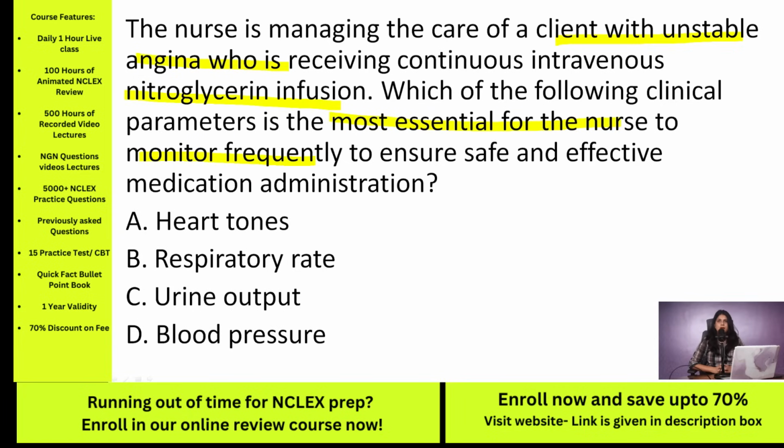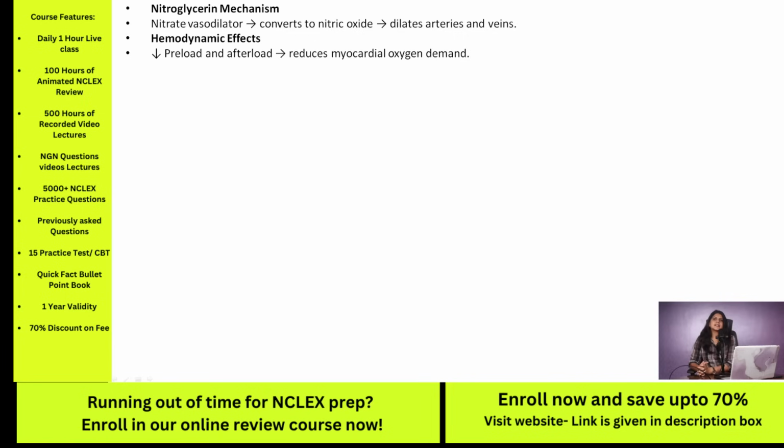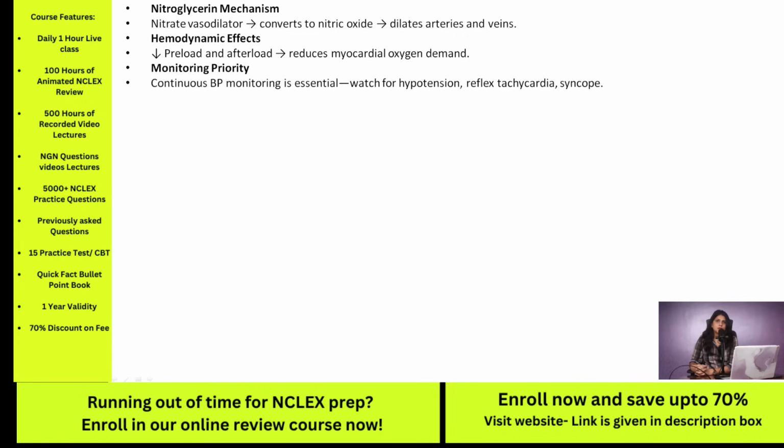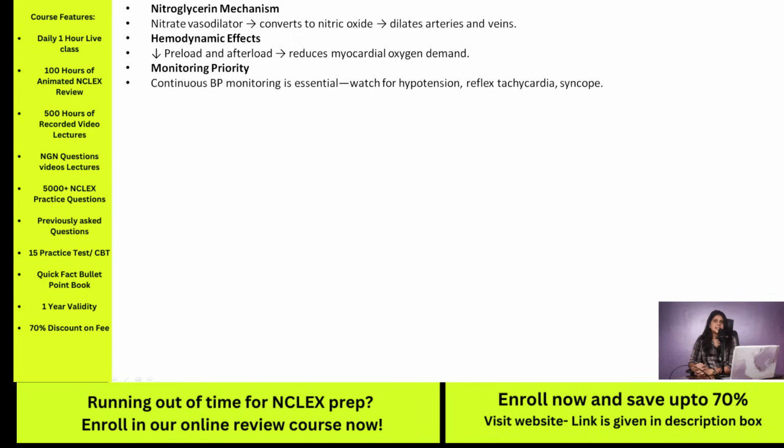The correct answer is option D, blood pressure. Nitroglycerin is a powerful nitrate class vasodilator that reduces both preload and afterload, making it an essential drug in managing angina and acute coronary syndromes. However, because of its potent effect on vascular tone, it can cause significant hypotension. Monitoring blood pressure closely is essential to prevent adverse outcomes such as dizziness, reflex tachycardia, syncope, or impaired organ perfusion.